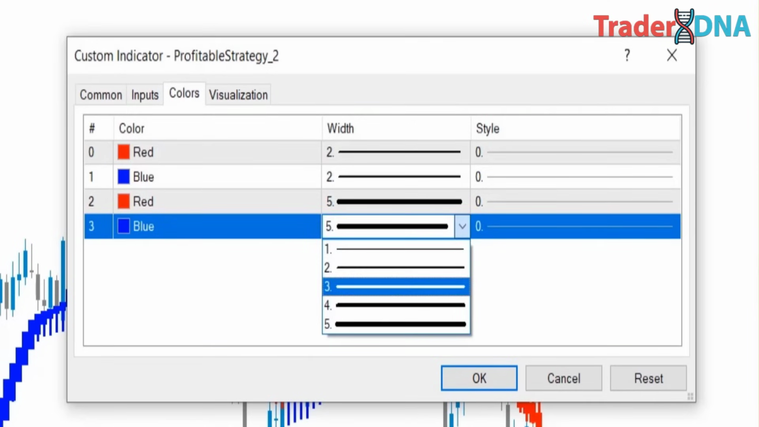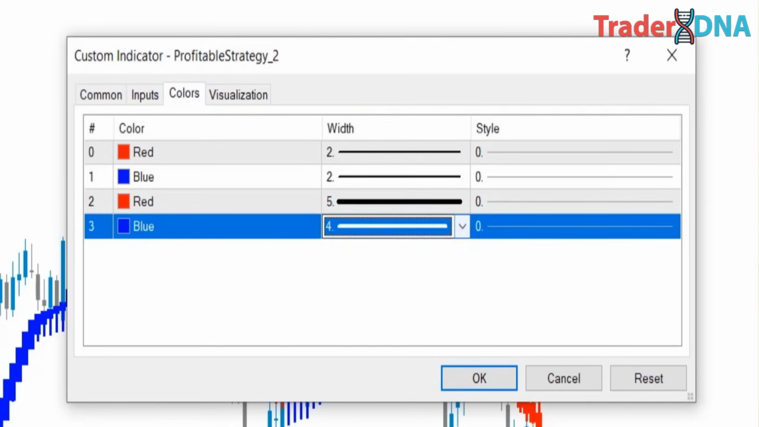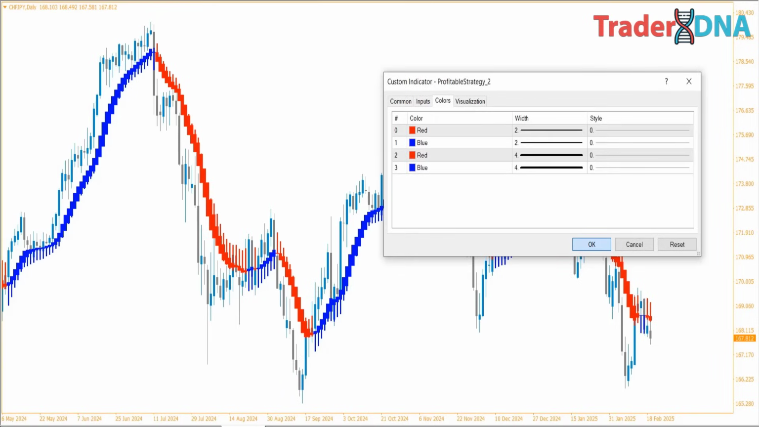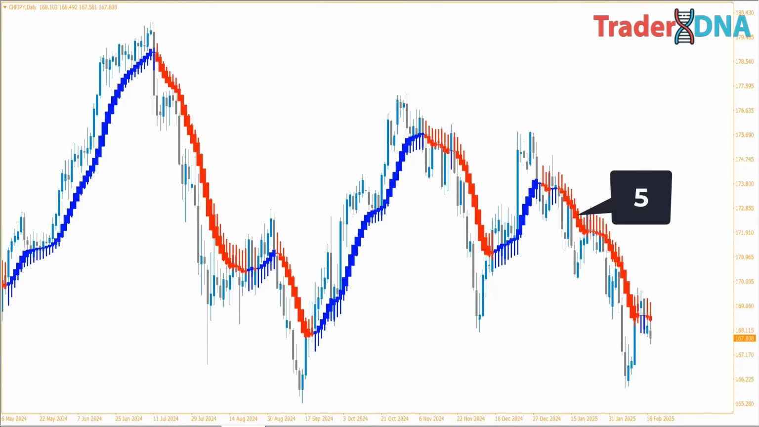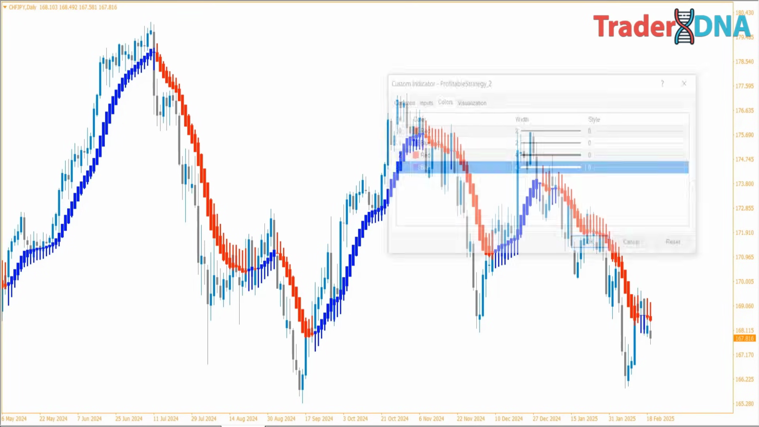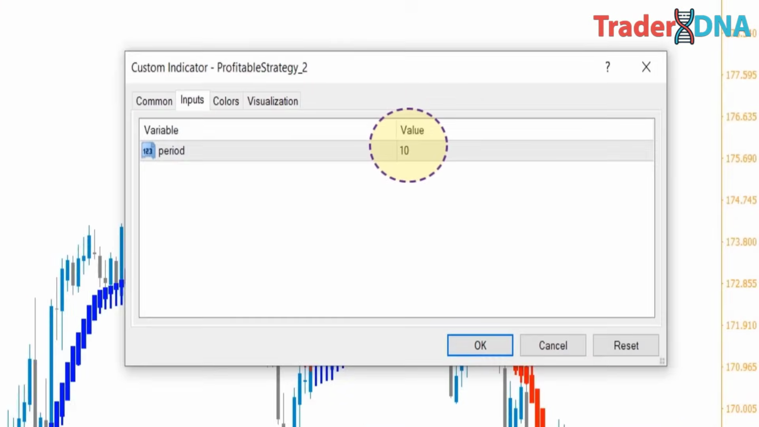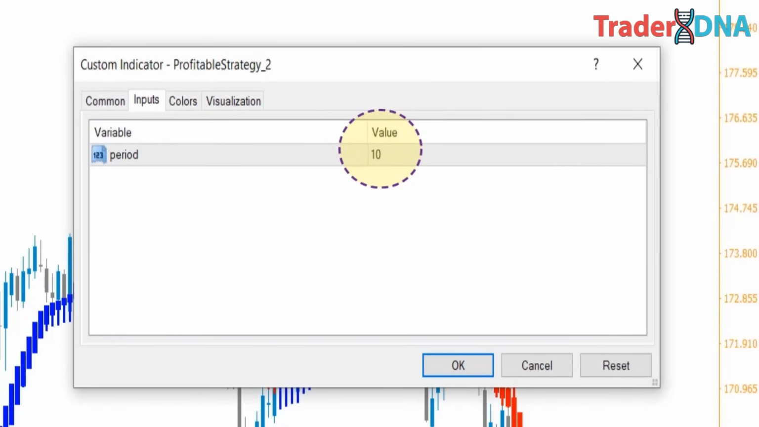For example, let's adjust the candle body size from 5 down to 4. And just like that, here's the result. Much cleaner, much easier to analyze, right? Now, let's move on to setting the indicator's analysis period. Here, I'm using a 10-period setting to focus on short-term market conditions because the overall trend is already clearly identified by Profitable Strategy Indicator 1.